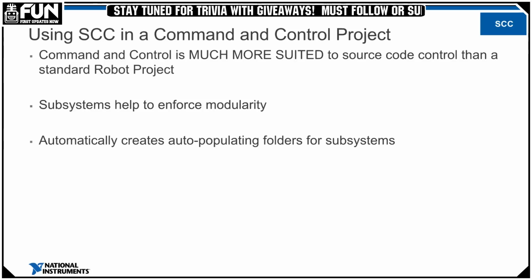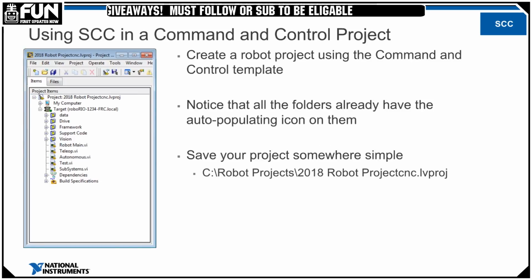So let's take a look at what happens when we make a standard command and control robot project. All I've done here to get this Project Explorer window is create a robot project using the command and control template. You'll notice that all of the folders already have the auto-populating icon on them. These are going to automatically update when you make changes. Again, you'll want to save this project somewhere simple, somewhere you can find. Saving it on the C drive works great. Saving it under your user drive works great, as long as you know where it's going to live.